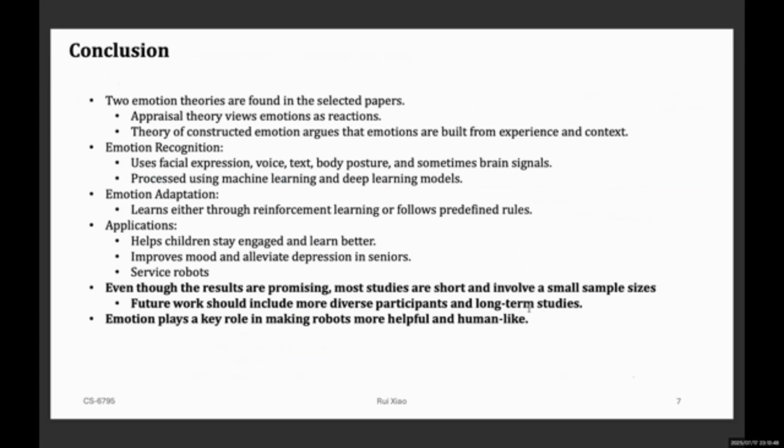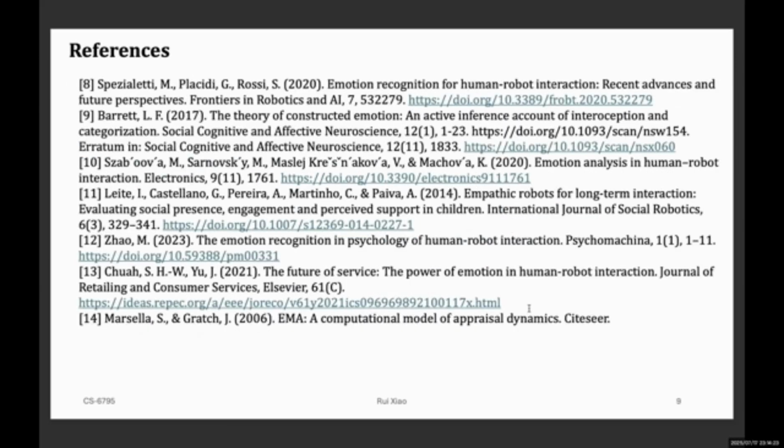The main findings in the conclusion part are quite similar to those in the result part, but two points are worth noting. The first one is emotion plays a key role in making robots more helpful and human-like. The second one is even though the results are promising, most studies are short and involve a small number of people. Thus, more long-term studies are needed. Also, since children have a tendency to please adults, we need to pay more attention to the conclusions of experiments involving children. And the last two pages are for the references.